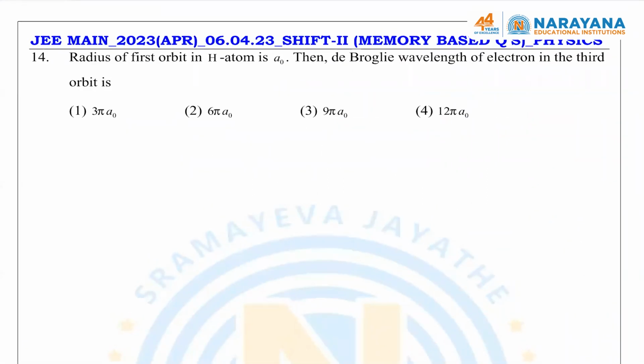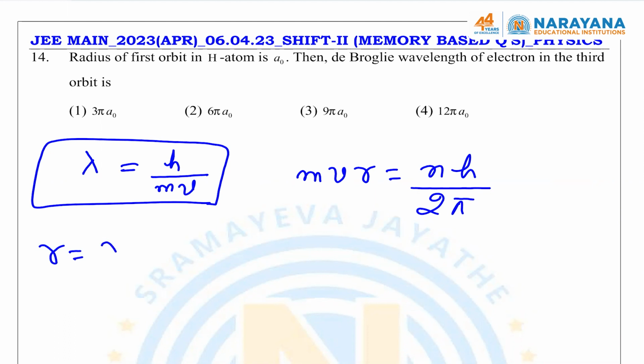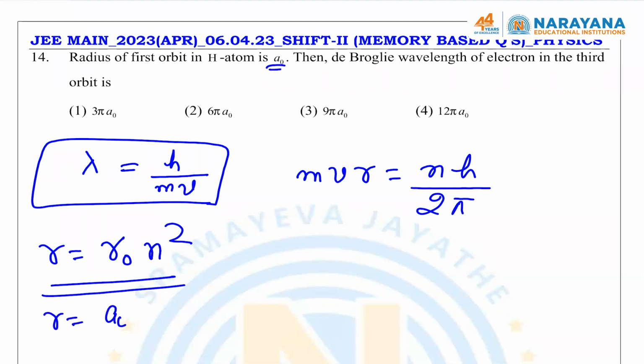So we have a radius of first orbit in the hydrogen atom as a0. We want to find the de Broglie wavelength of electron in the third orbit. Wavelength can be related to momentum. De Broglie formula: lambda is h over mv. And for hydrogen atom, we know that mvr is n times h over 2 pi. And r for hydrogen atom is r0 times n square, where r0 is the radius of the first orbit. So it is a0 times n square.